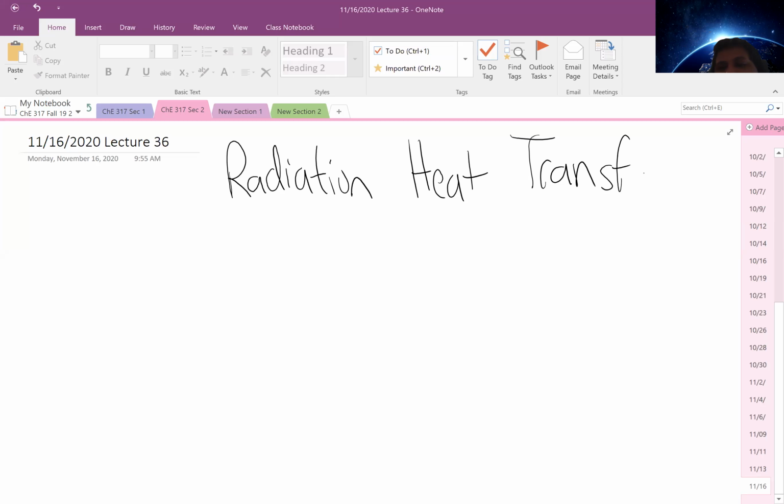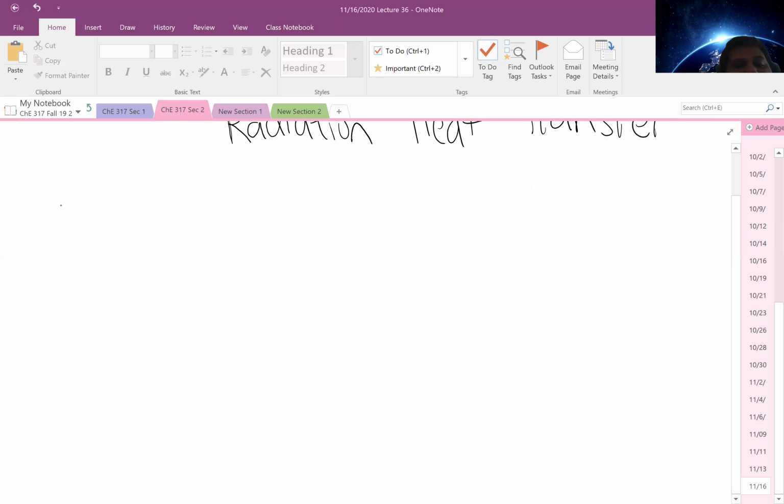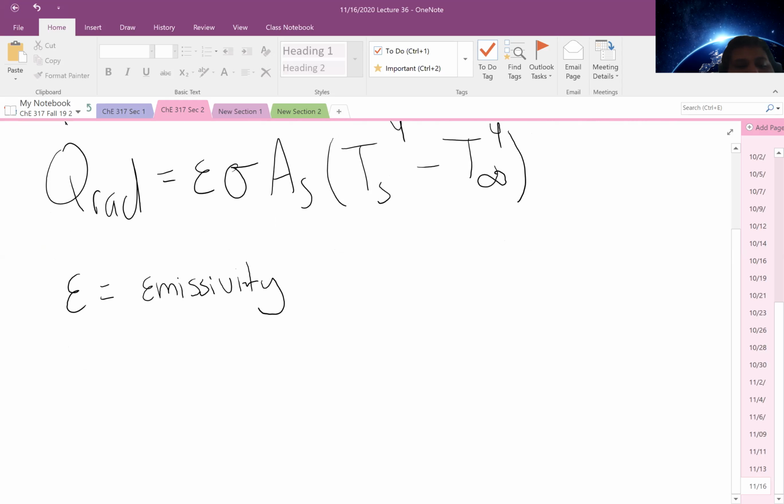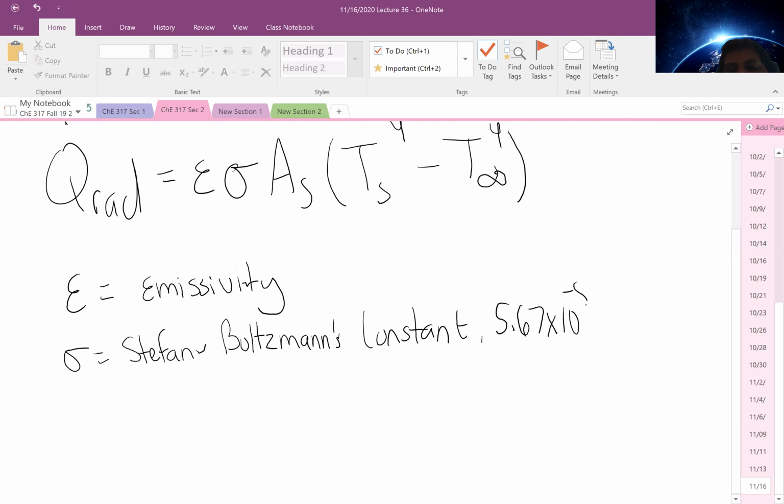Which really just kind of felt like a sciencey lesson, but we said for radiation, we can calculate our radiation heat transfer rate as epsilon sigma A_s times T_s to the fourth minus T_infinity to the fourth, where epsilon was our emissivity, sigma was our Stefan-Boltzmann constant, which was 5.67 times 10 to the minus 8 watts per meter squared Kelvin to the fourth.